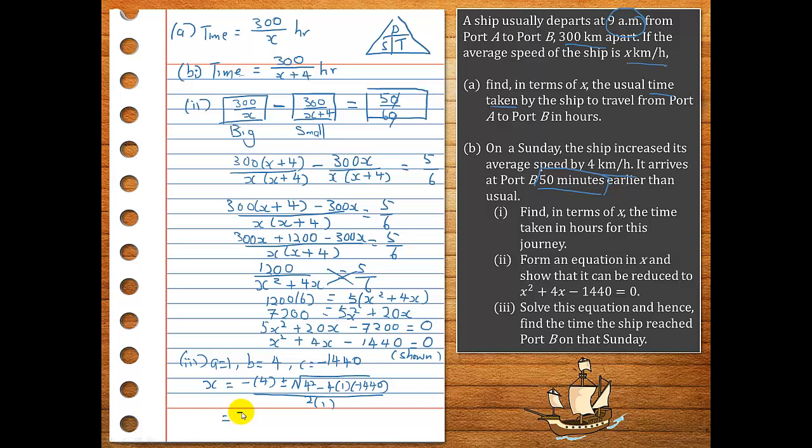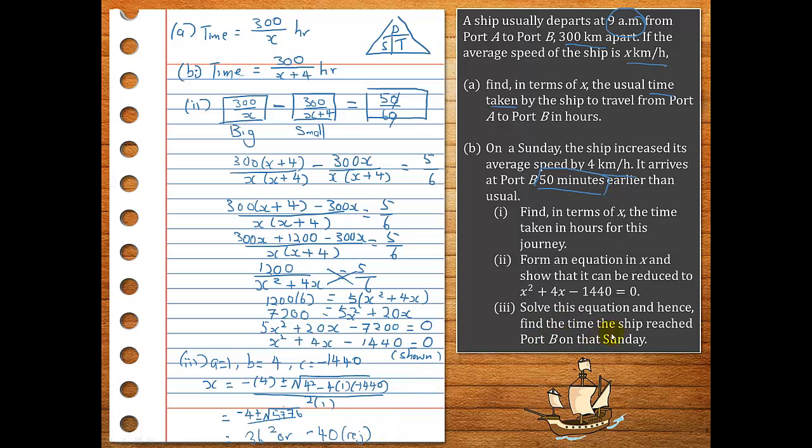Simplifying it, we will have negative 4 plus minus square root of 5776 over 2. And we will get 36 or negative 40. Now, do we need to reject any of these numbers? Yes, since x is speed, we will reject the negative as we do not accept a negative for speed.